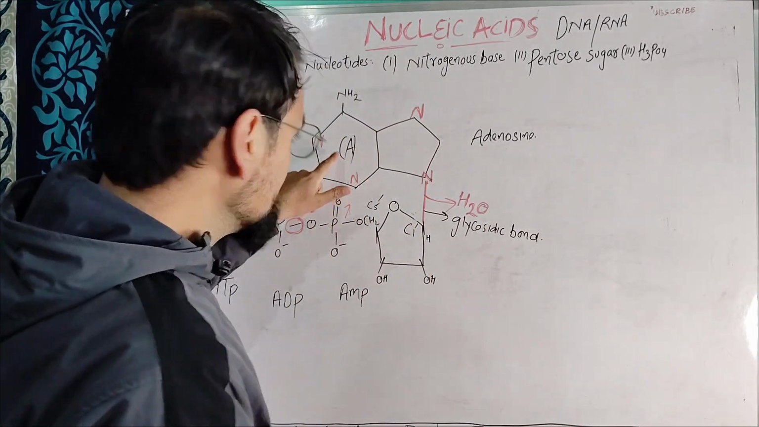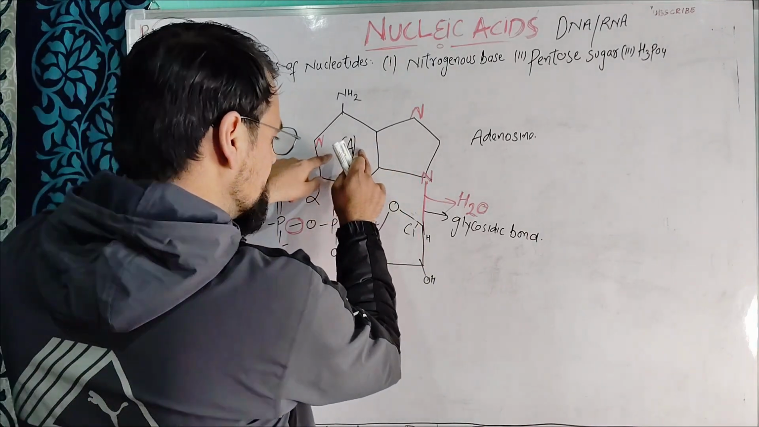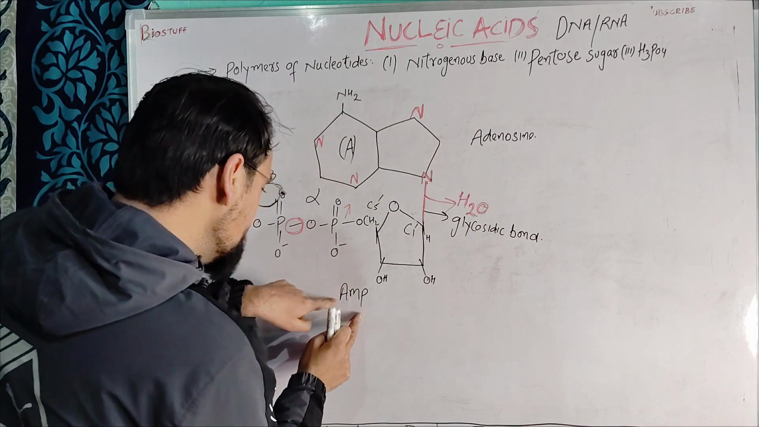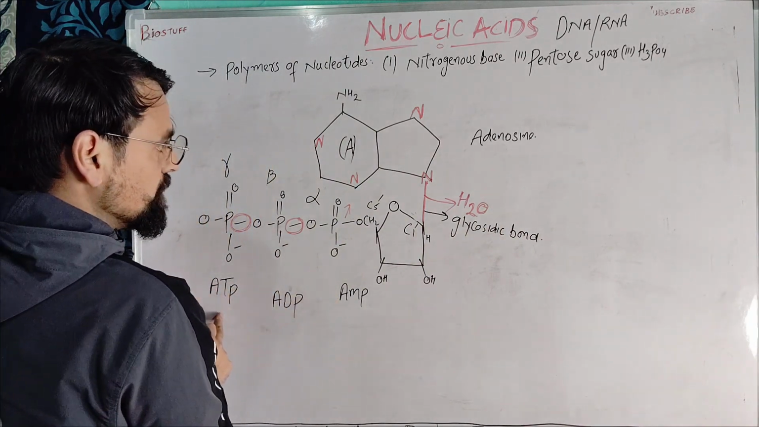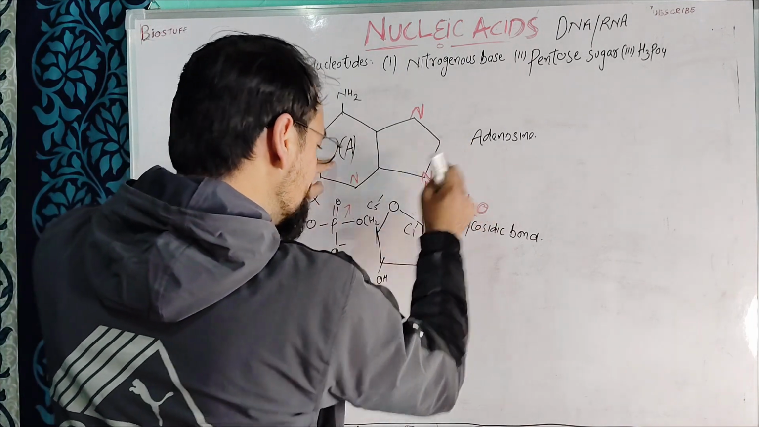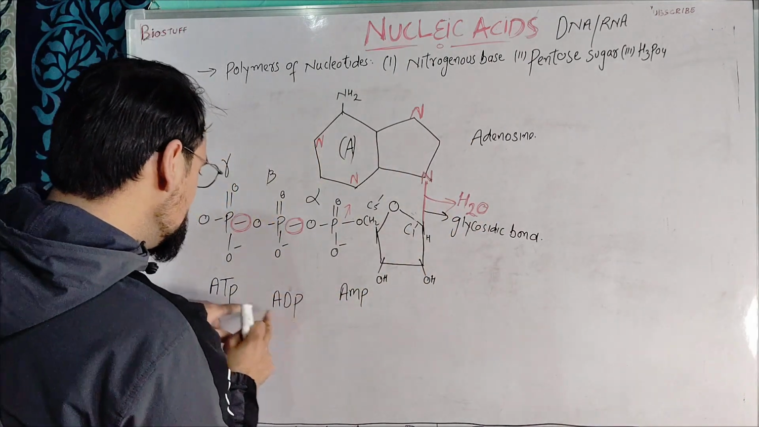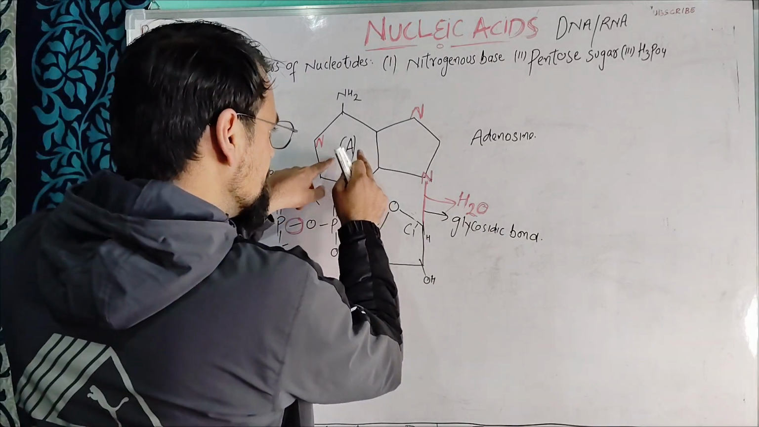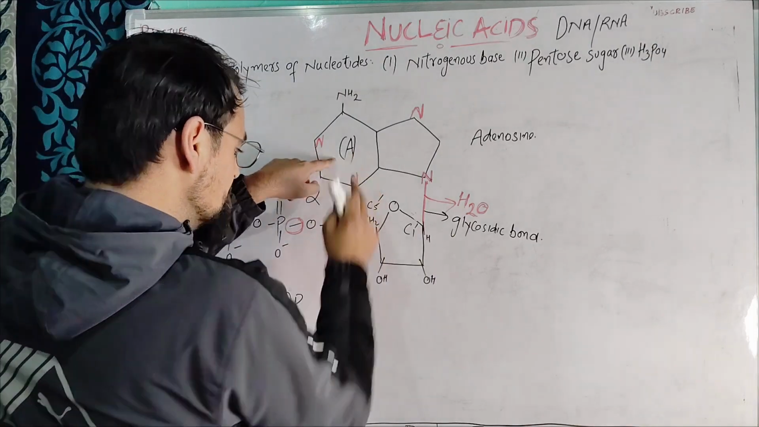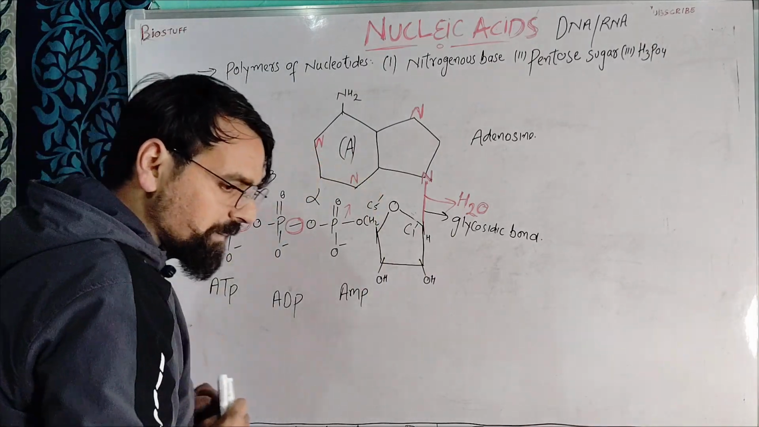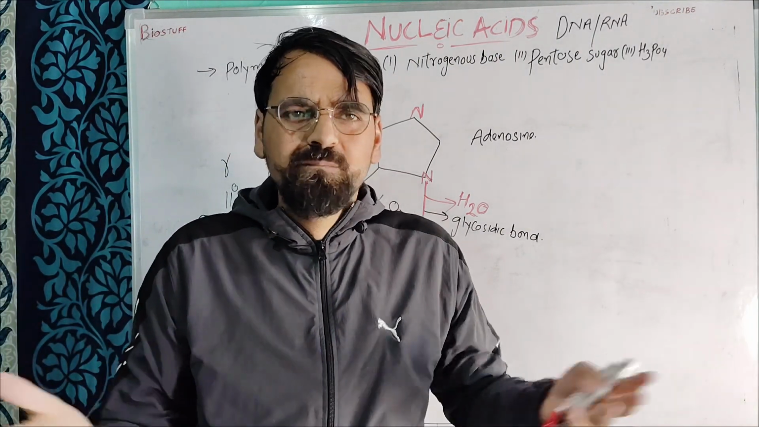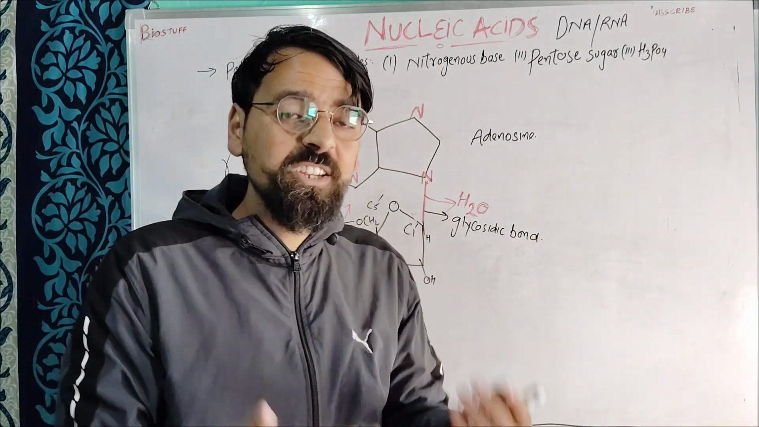Remember, it was adenine. What if it was guanine? Then first of all it would have been guanosine, then GMP, then GDP, then GTP. What about U? If it was a uracil pyrimidine, then uridine first of all, then UMP, then UDP, then UTP. What about thymine? So TMP, TDP, TTP. What about cytosine? CMP, CDP, CTP. So we can make CTP, we can make UTP, we can make TTP, or we can make GTP.